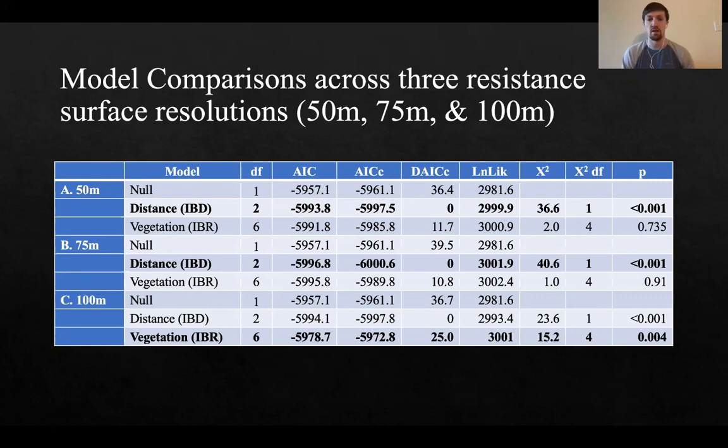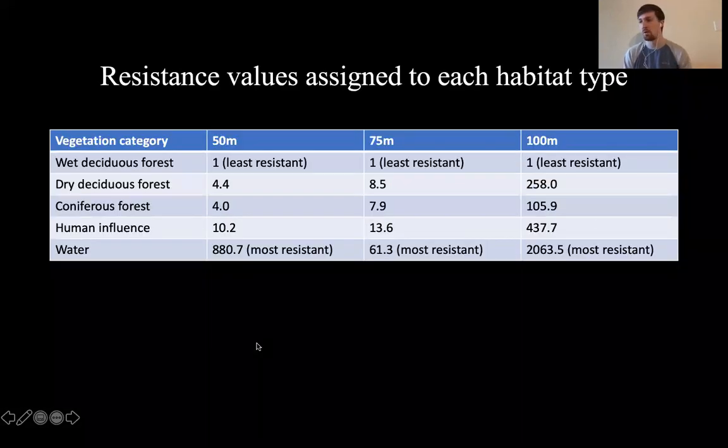However, you can see that in the 100-meter resolution, the vegetation model was significant at a p-value of 0.004. So I would probably trust the results of the two finer resolutions over the one coarser resolution. And so based on these results, I would conclude that the distance model best summarizes the variation within FST.